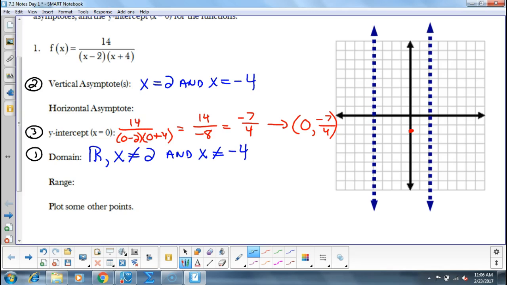Give it to me, you pick. Oh, -2. No. That's the y-intercept. I'm looking for the horizontal asymptote. 0 is a number. Y equals 0 would be a horizontal asymptote.